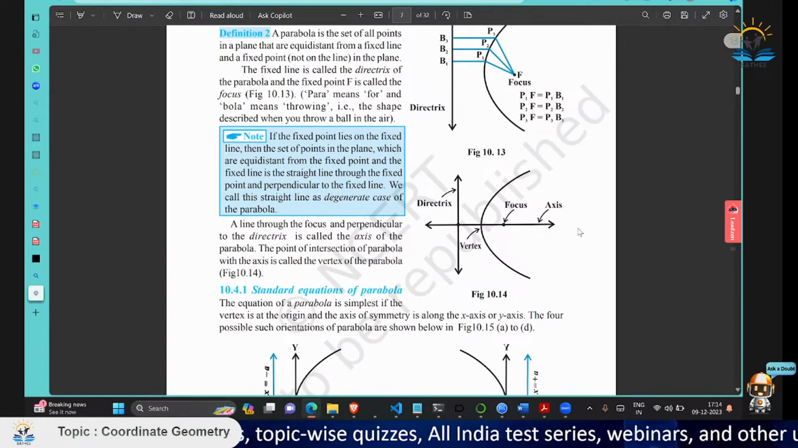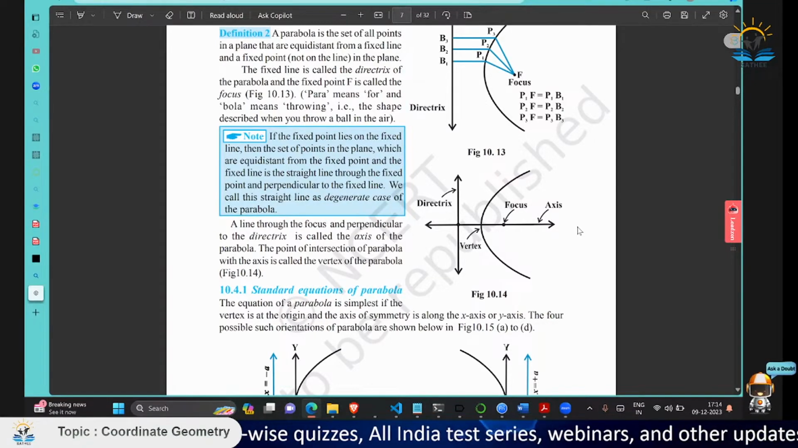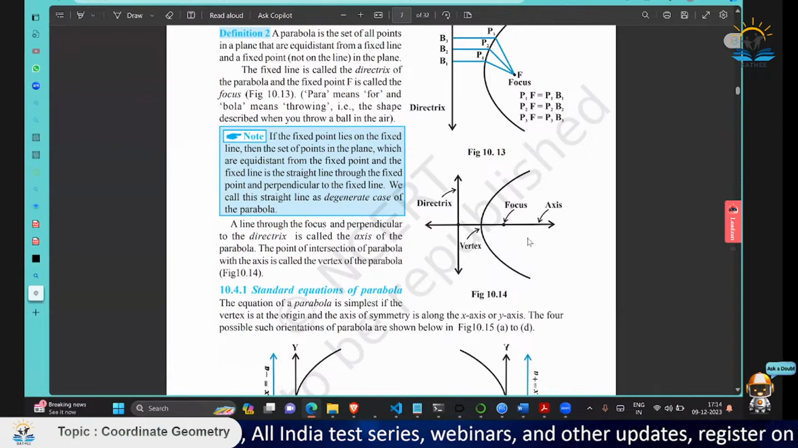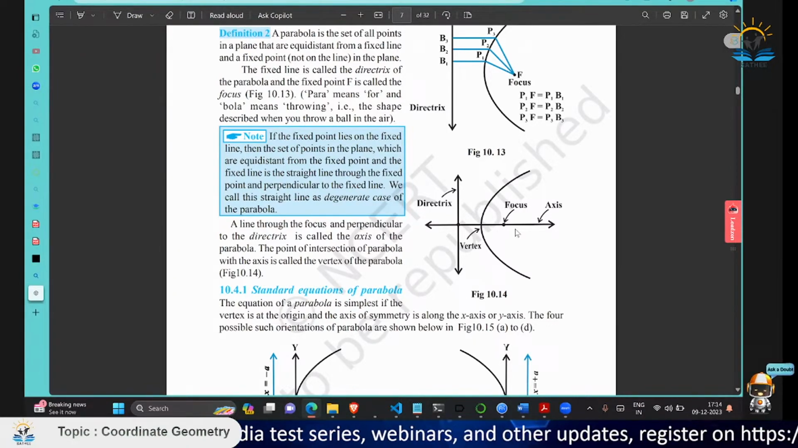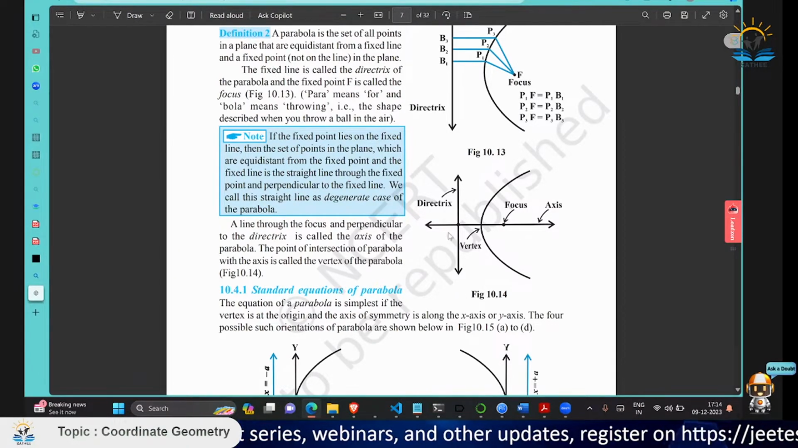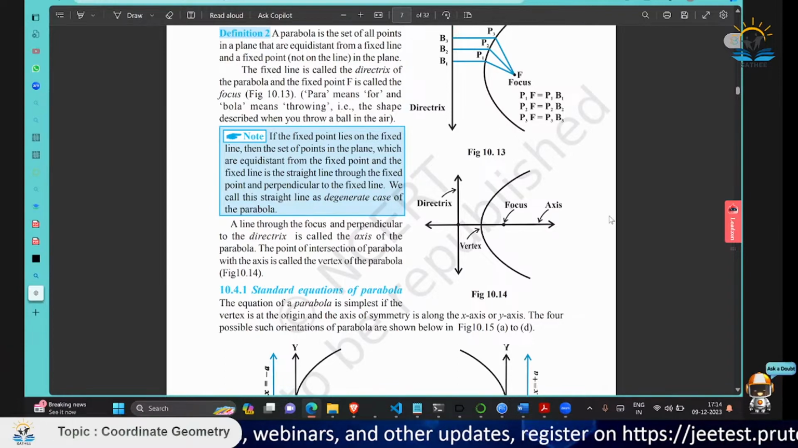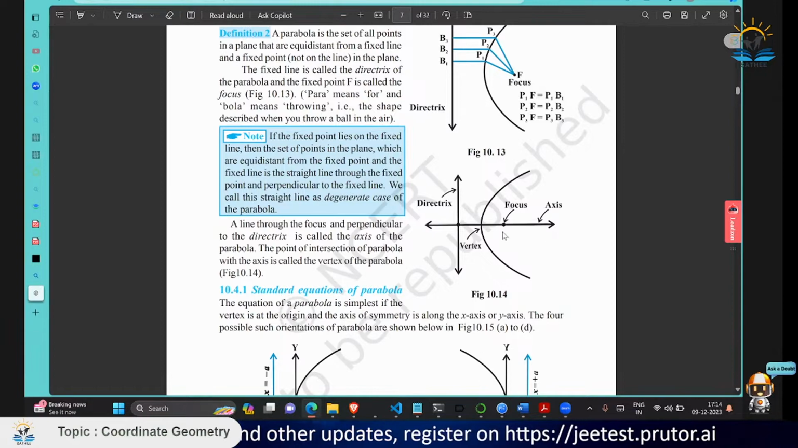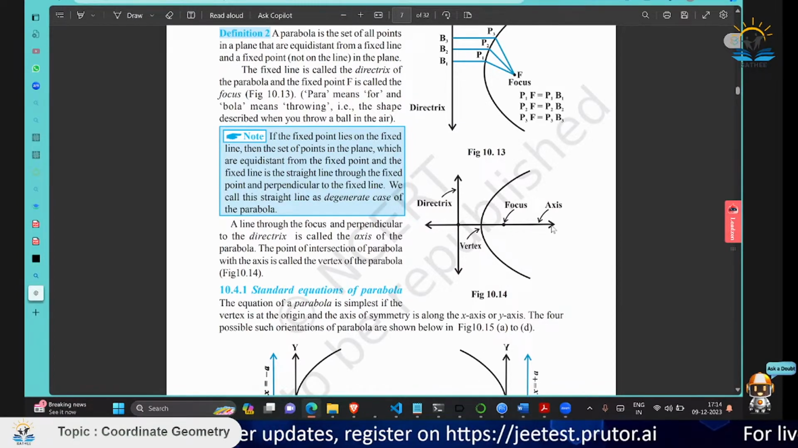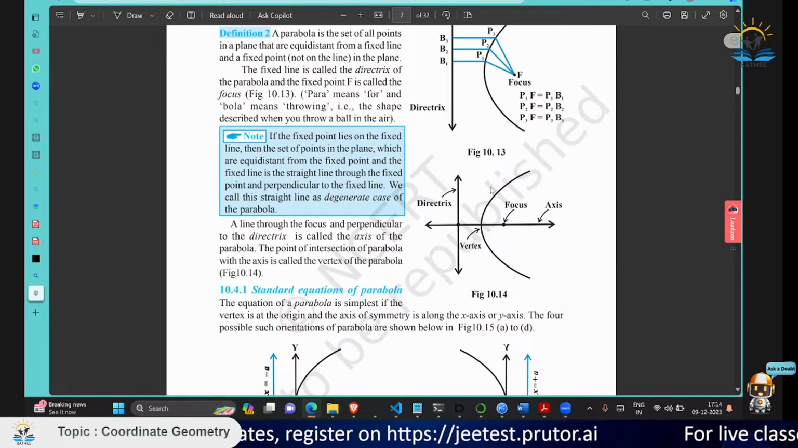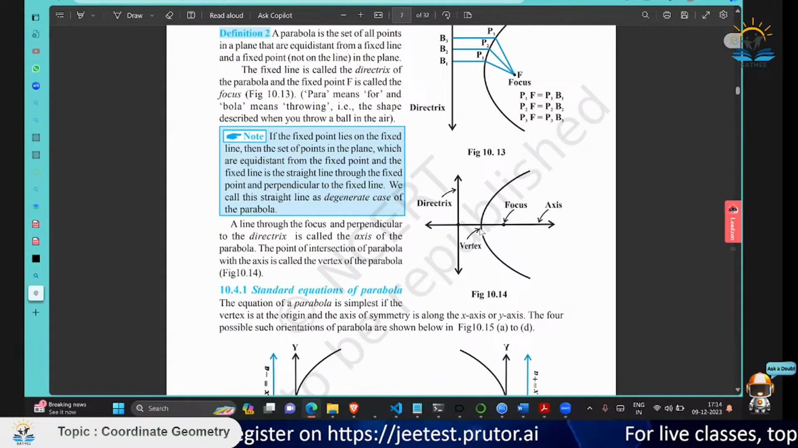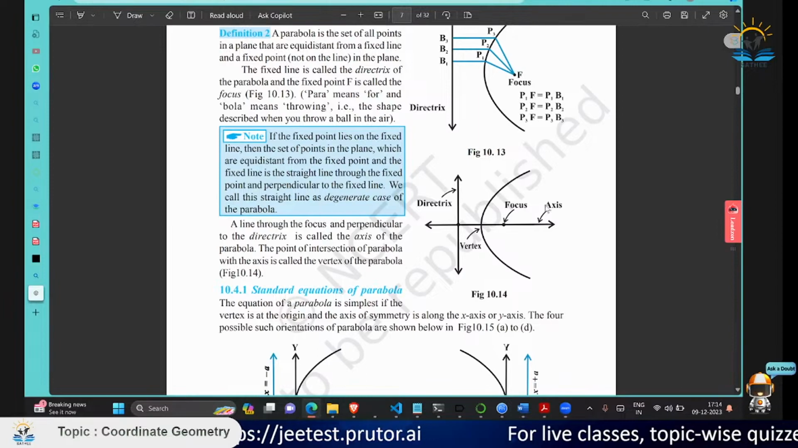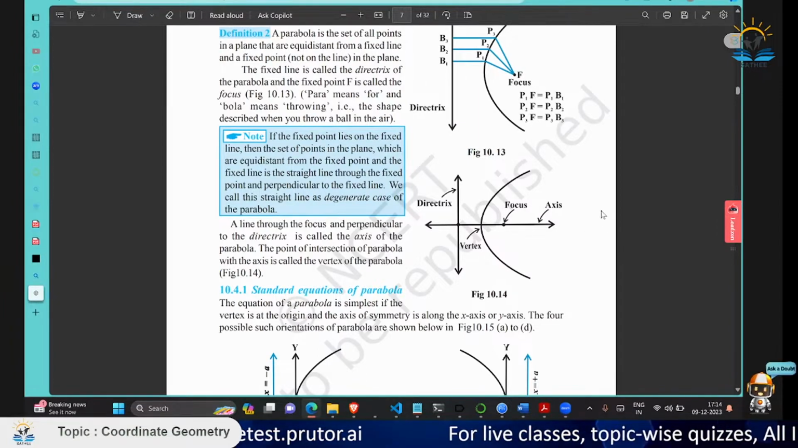A line through the focus and perpendicular to the directrix is called the axis of the parabola. This also needs to be remembered. And the point of intersection of the axis of the parabola with the parabola, which is this point, is called the vertex. So these four terminologies you have to get in your mind.